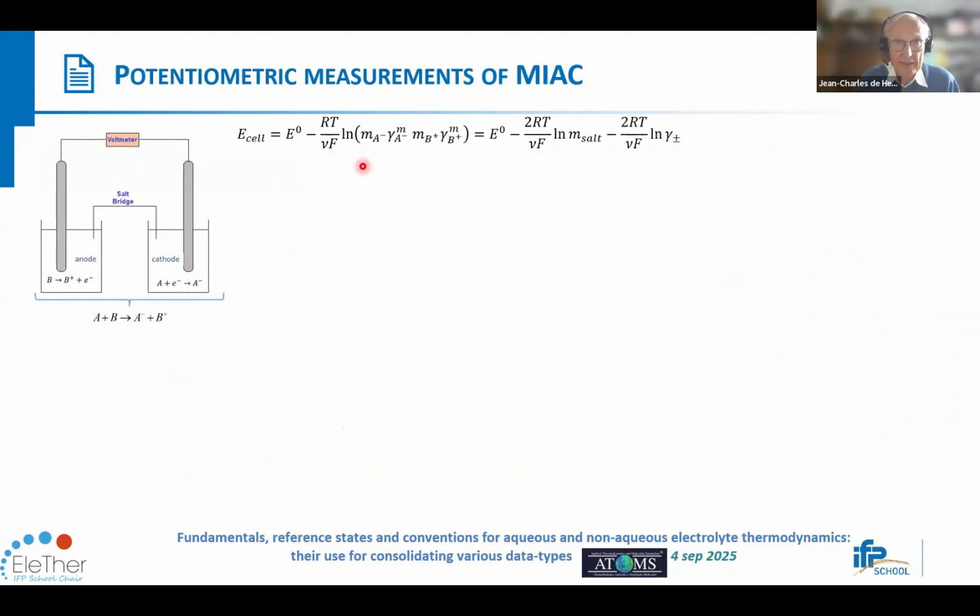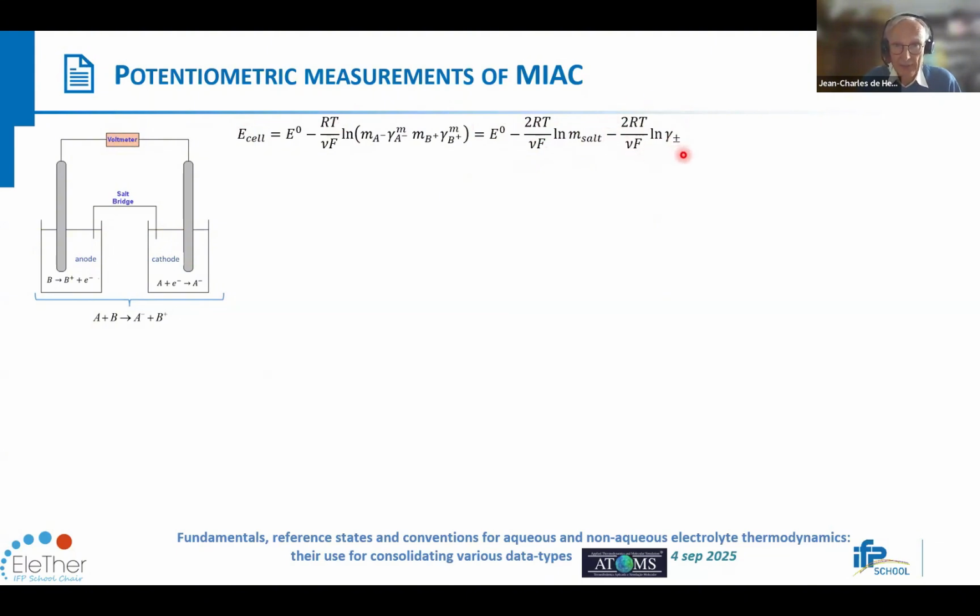So that's often written like this, where the activities are defined with molality reference state. I don't come back to that. Now you understand where this comes from. So that is what our colleague experimentalists who are doing potentiometric measurements are measuring, which can be written as E0 minus 2RT over nu F logarithm of the molality of the salt. This molality they know, what amount of salt they've put in the solution, minus the activity coefficients, and that is exactly what we're going to be interested in.